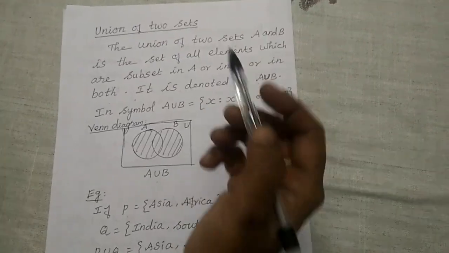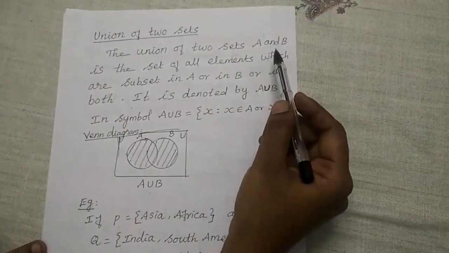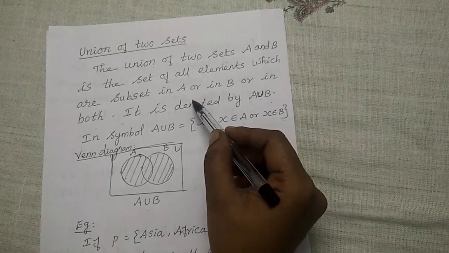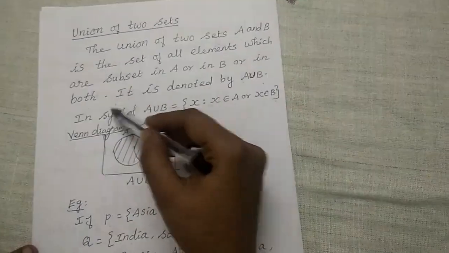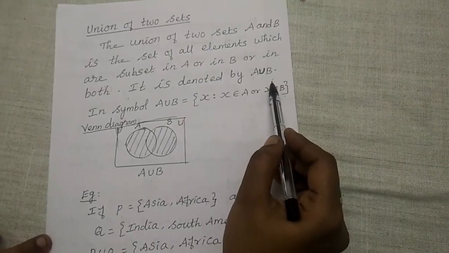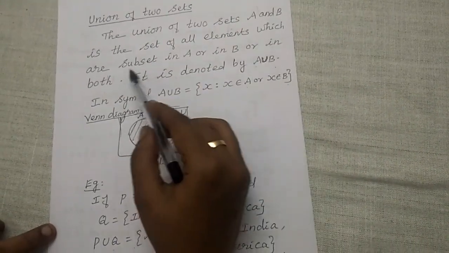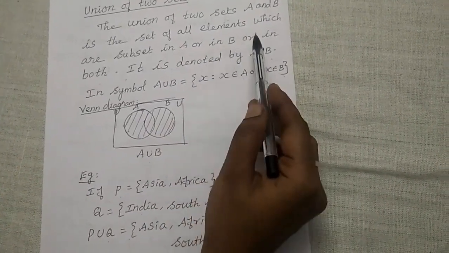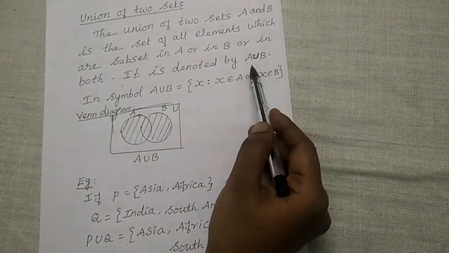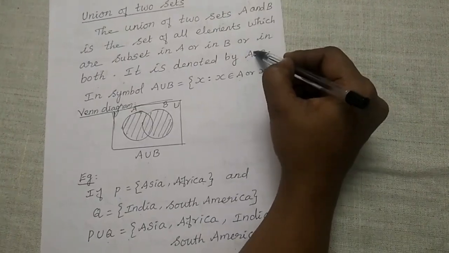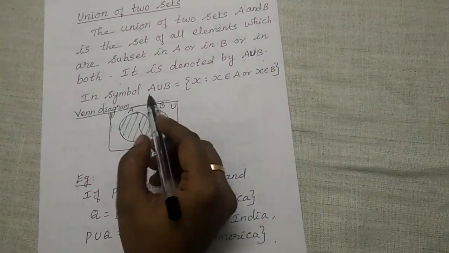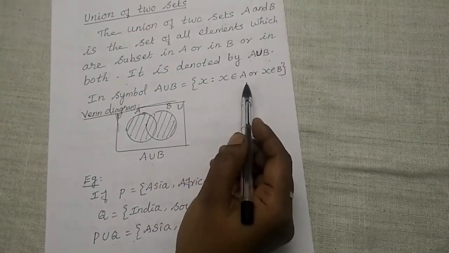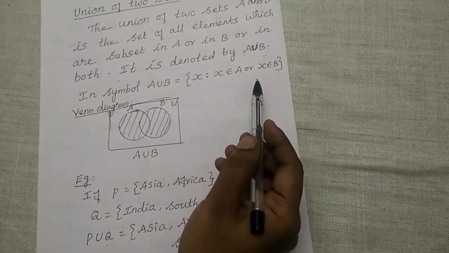The union of two sets A and B is the set of all elements which are in A or in B or in both. It is denoted by A union B. This represents union. In symbols, A union B is equal to the set of X such that X belongs to A or X belongs to B.